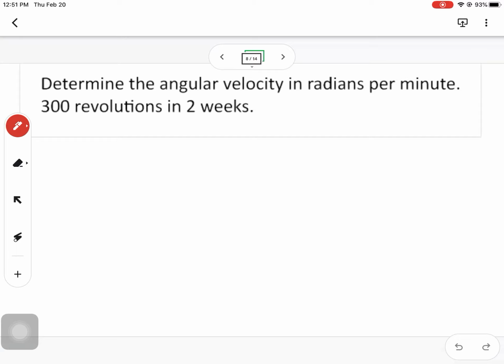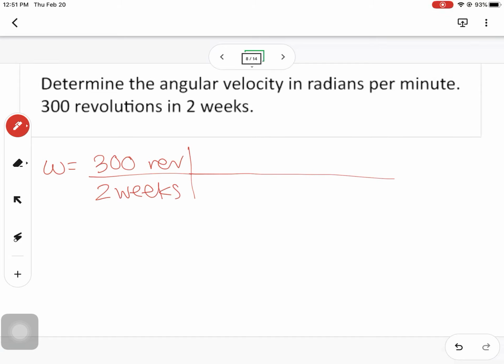Okay, go ahead and try this one, and then I will talk it through. Doing your theta per time, we're going to start with 300 revolutions in 2 weeks. My revolutions need to be in radians.